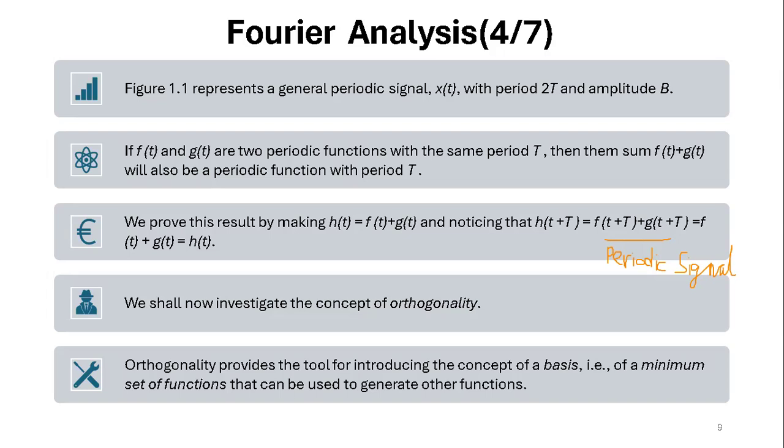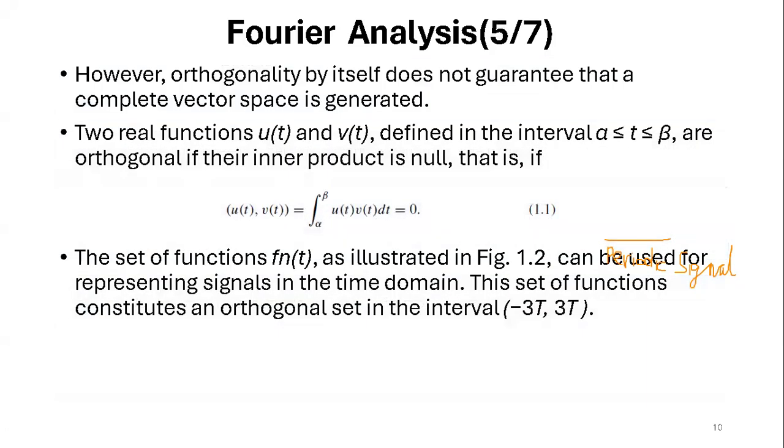We prove this result by defining h of t as f of t plus g of t and noticing that h of t plus T equals f of t plus T plus g of t plus T, which is the periodic signal f plus the periodic signal g, so f of t plus g of t is h of t. We shall now investigate the concept of orthogonality. Orthogonality is a tool for introducing the concept that a minimum set of functions can be used to generate other functions.